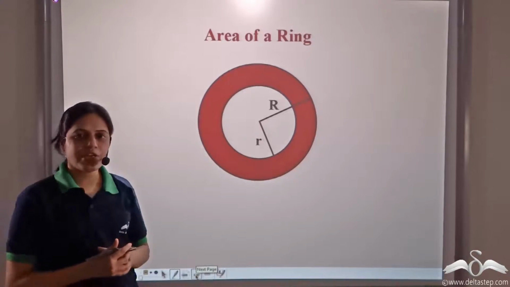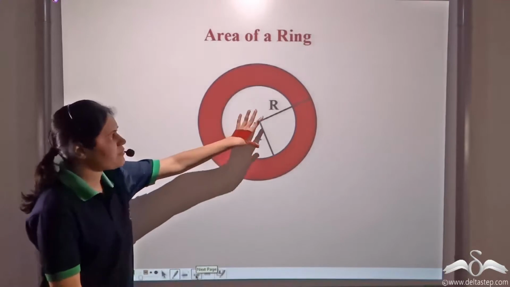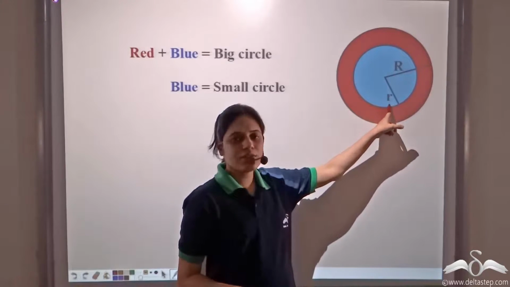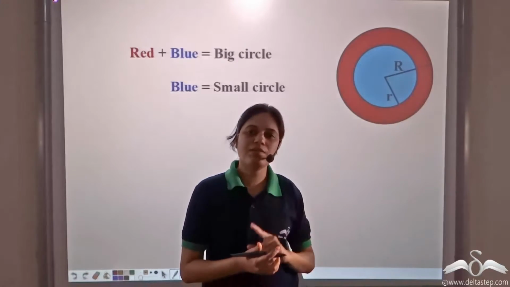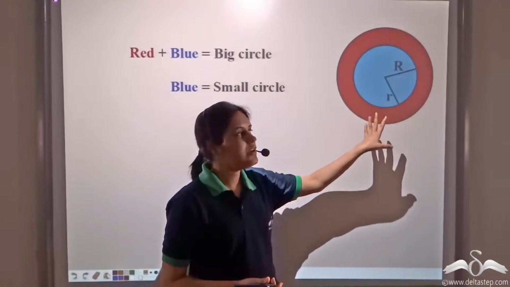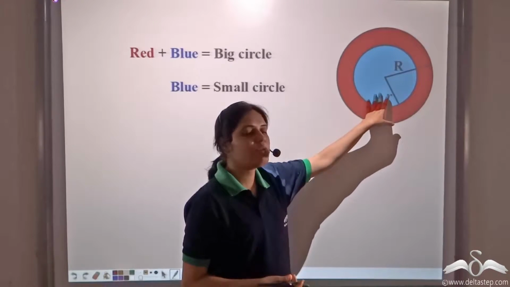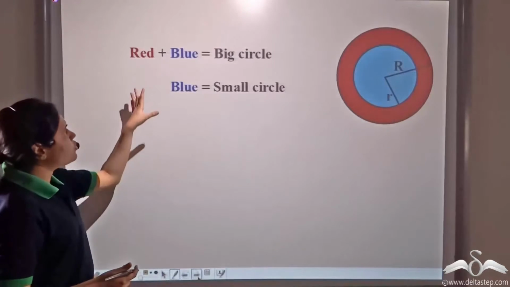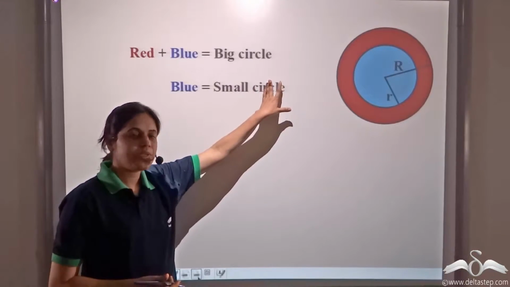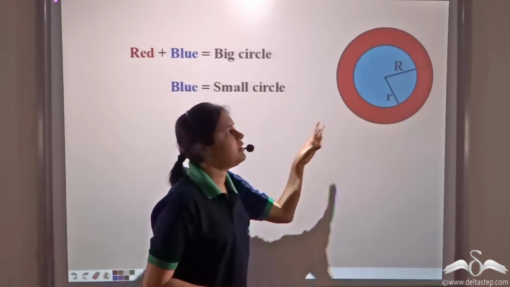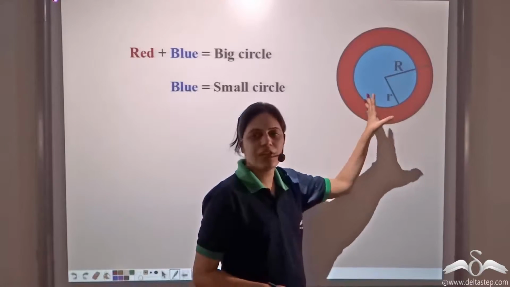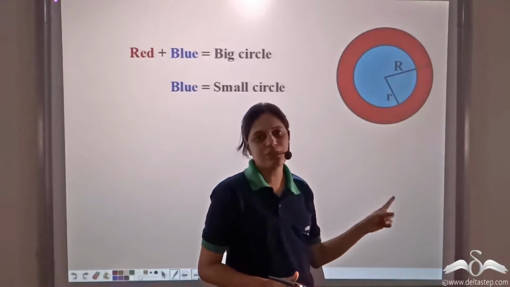Now what is the area of a ring? Well, let us first shade this inner part as blue. The radius of the smaller circle is small r and the radius of the bigger circle is capital R. Now the area of the bigger circle is given as the red region plus blue region. The area of the smaller circle is given by the blue region. Our aim is to find the area of the ring, that is the area of the red region.